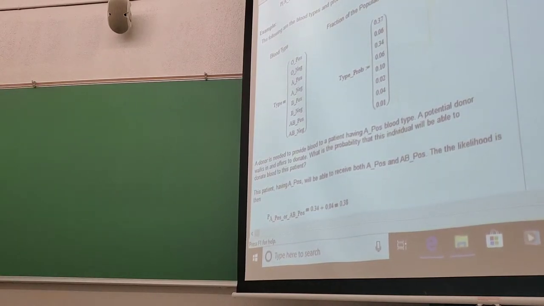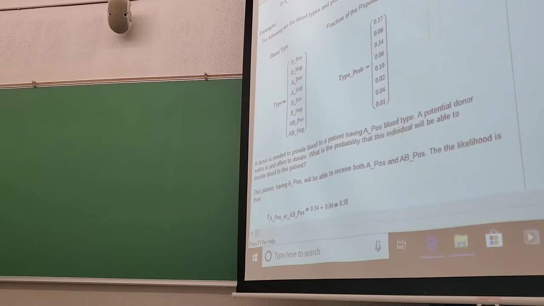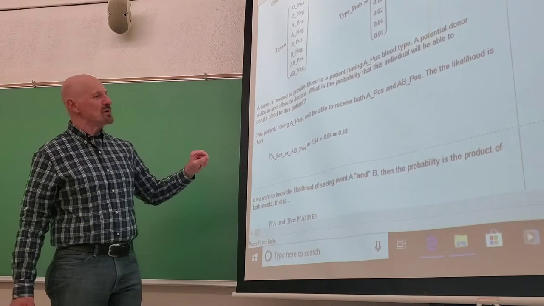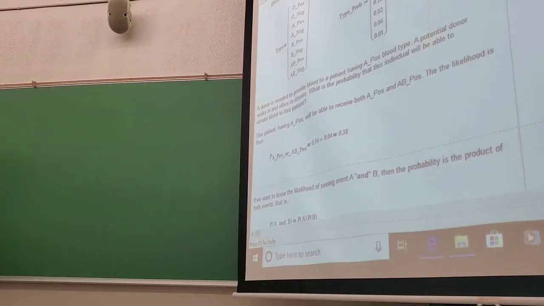So say there's a clinic here, a poor little patient who's having trouble, and a donor is needed to provide blood to a patient having the A positive blood type. An A positive blood type can receive blood from a donor of A positive or AB positive. So if you're going to have a donor, it has to be either A positive or AB positive. Someone walks in, what's the probability of having A positive or AB positive? We take the probabilities of A positive, which is 0.34, and AB positive, which is 0.04, and add them together. So there's a 38% chance that someone walking through the door will be a potential donor.